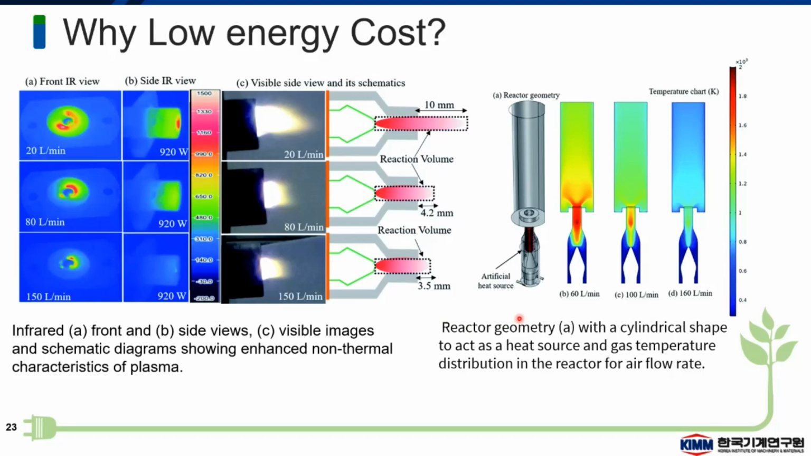And we also try to prove this with simulation. So we simulate an artificial heat source in our reactor system, and we supply gases at different flow rates with the same power. And we found that when flow rate is low, reaction volume is high, and when flow rate is high, reaction volume becomes lower, and in this way the reaction is quickly quenched and heat losses are less. That's why we get high energy efficiency.